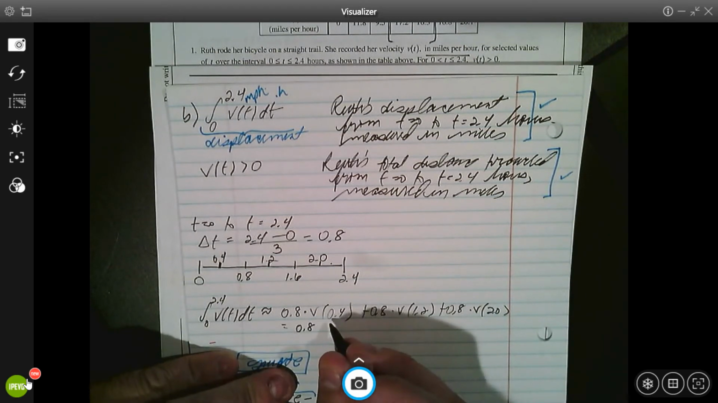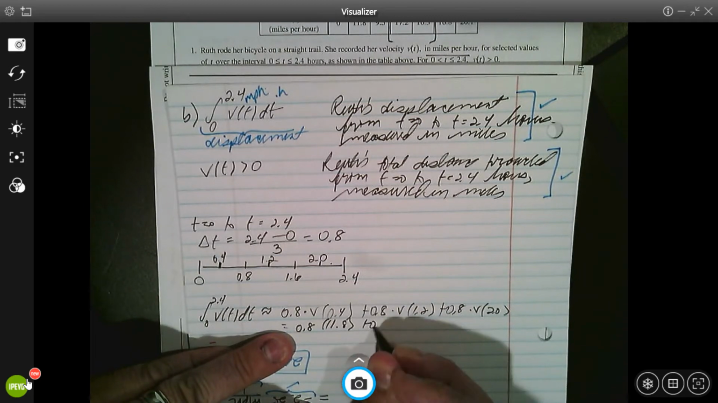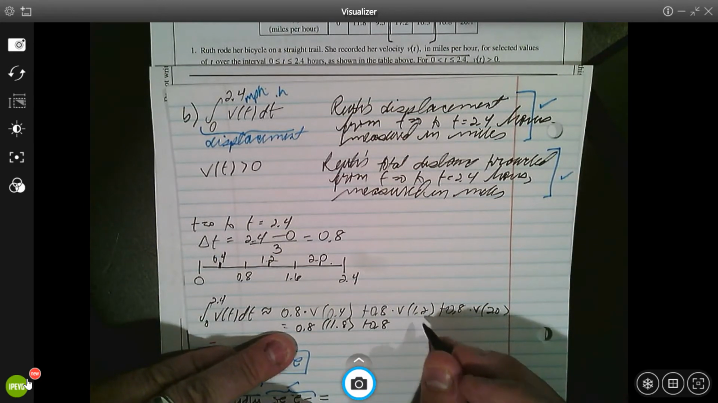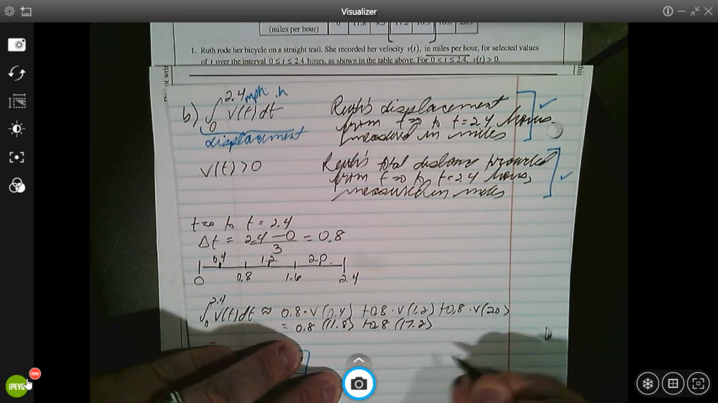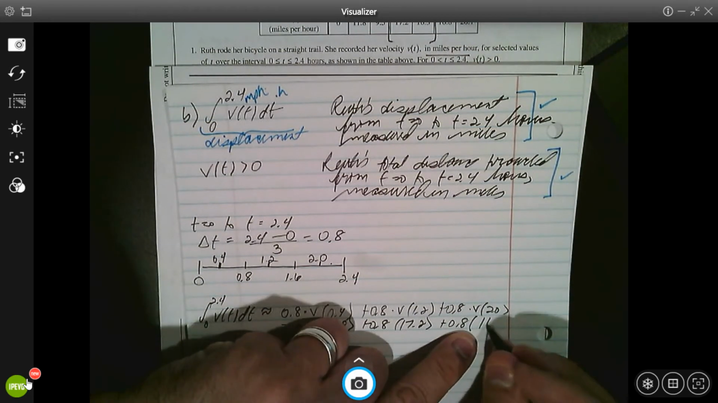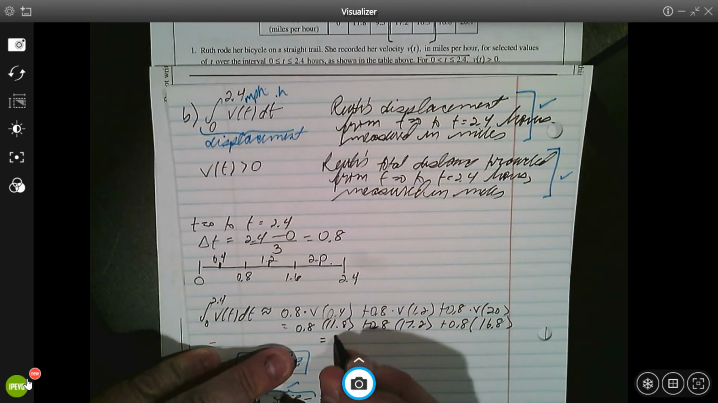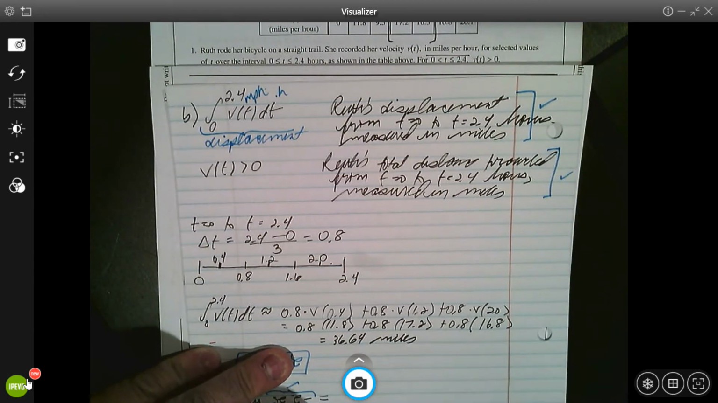We know the velocity at time 0.4 is 11.8 miles per hour. At time 1.2, this is 17.2. And at time 2.0, the velocity is 16.8. You don't have to multiply all of this out, but if you do, you're going to get 36.64 miles.